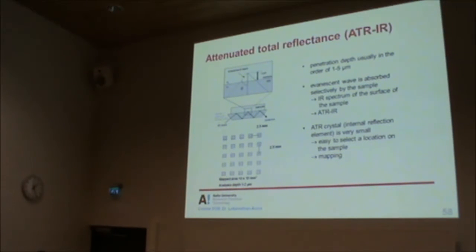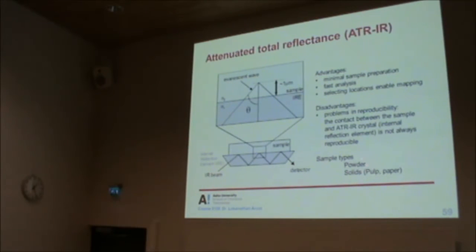If you put your sample on this, during the total internal reflection, the evanescent wave gets absorbed if there are bonds, if there are molecules that can absorb. Okay, so now you put the sample, and if you have absorption, you see the spectra, and you use Fourier transform for this as well.